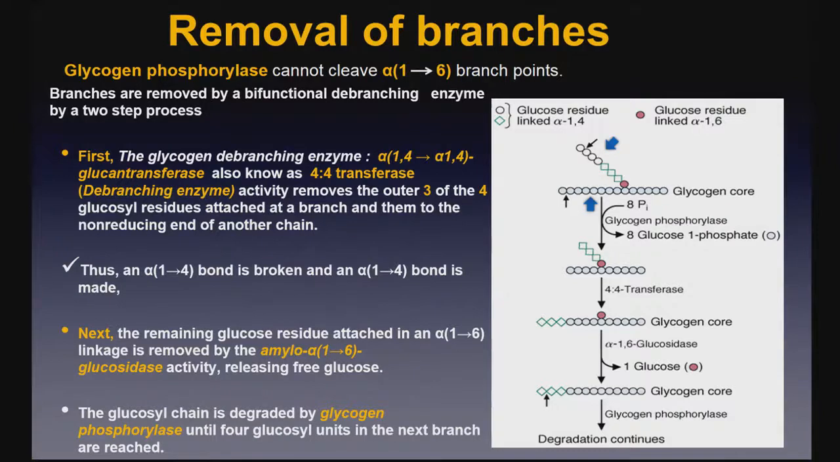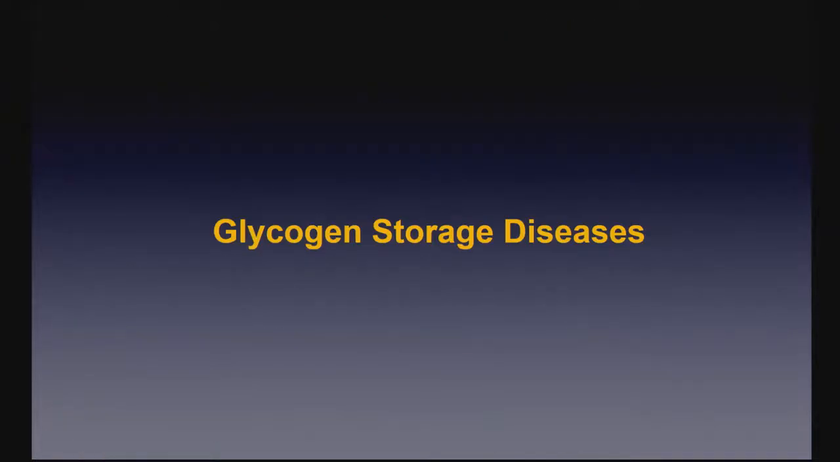So now the glycogen phosphorylase has a longer tail, and it comes and cleaves off the remaining glucose until you reach another 4 glucose molecules from the branch. And again, the transferase will come and do the job, and then we keep going. Is that clear? Good. So that's the degradation.